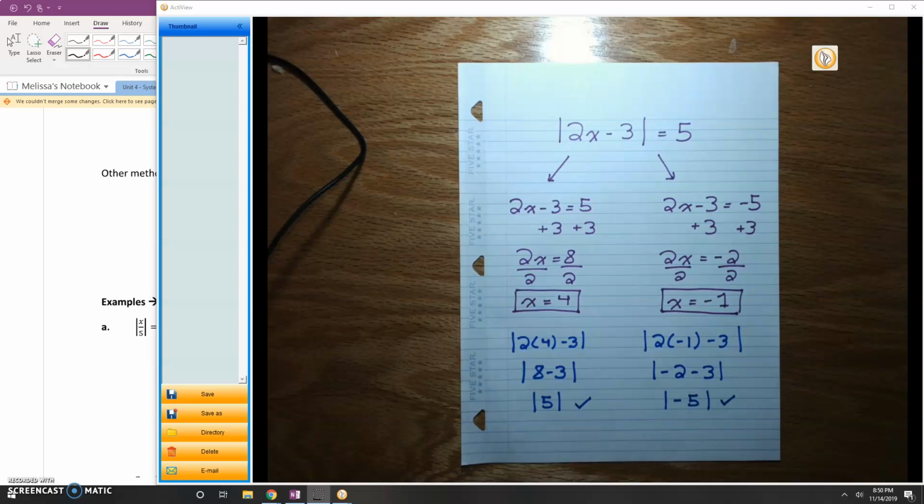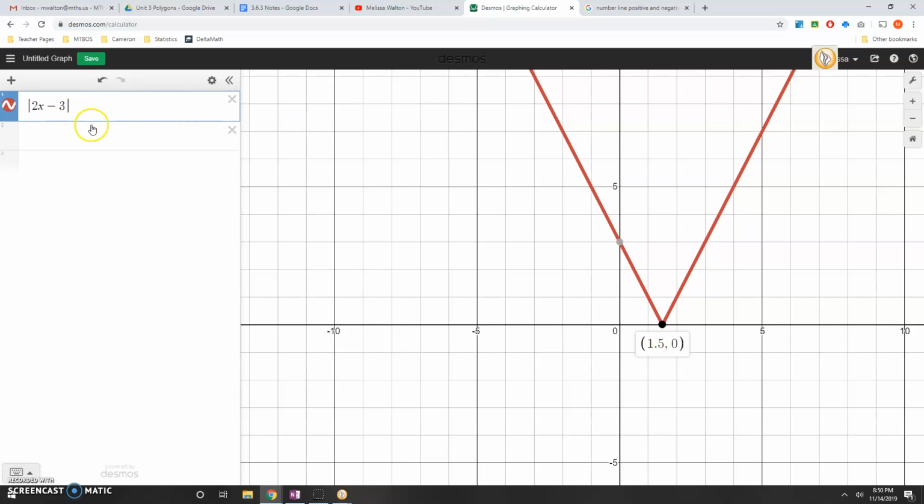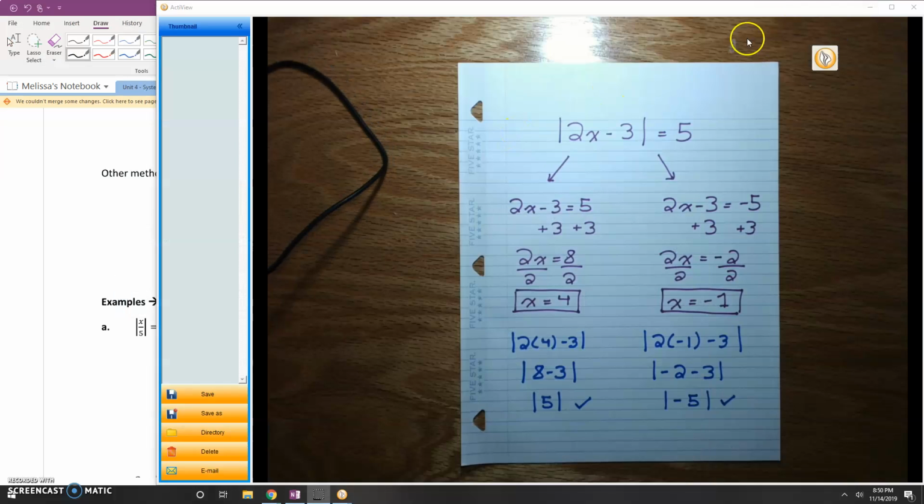Now, some of us might not trust our arithmetic here, so you could also graph this. If I were to go back to my graph and ask, where is this equal to 5? Well, sure enough, here are my two x values. I have an x value at negative 1, and I also have an x value at 4. So my two solutions are negative 1 and 4. All right, so let's go ahead and move on to our next problem.